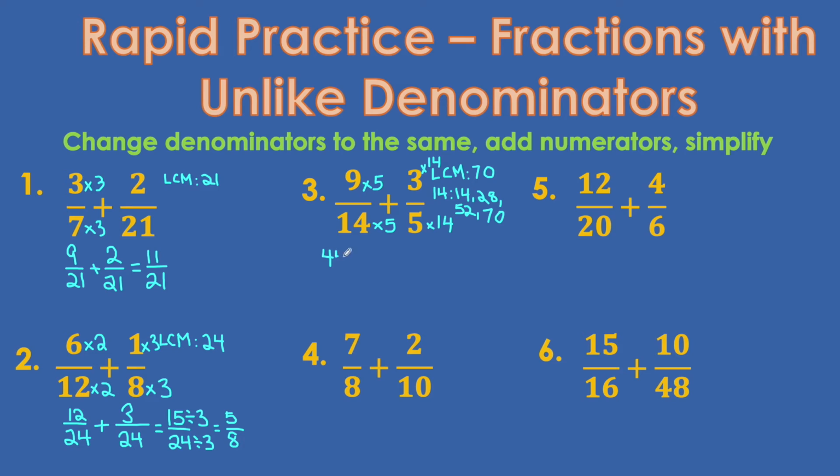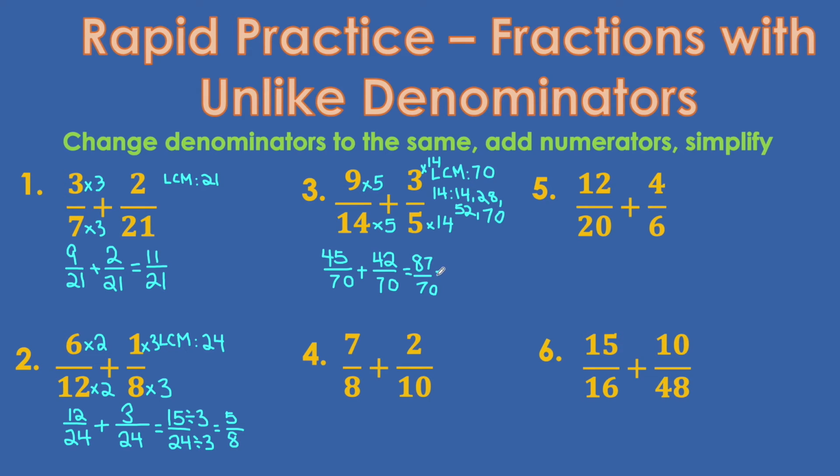5 times 9 is 45, over 70, plus 42 over 70, equals 87 over 70, which can be converted into a mixed number.